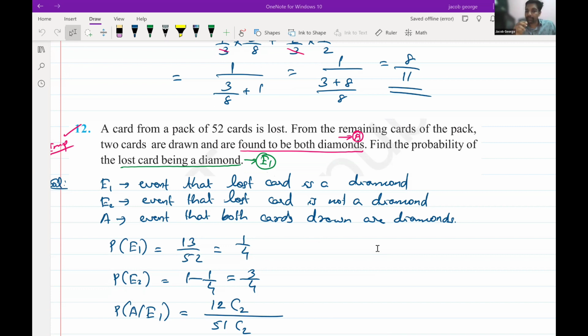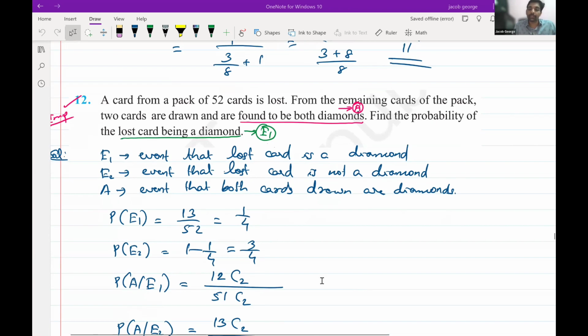From the remaining cards, how many cards are there? 51 cards remain because 1 card is lost. The lost card is a diamond, which means 12 diamonds remain. From these 12 diamond cards, we take 2 cards, so we write 12C2 because 2 cards are taken.